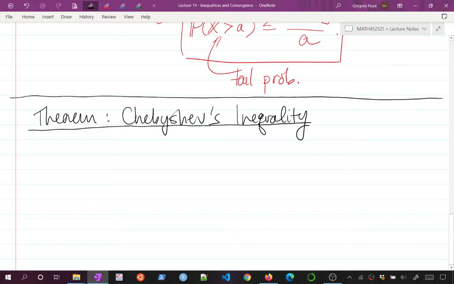Don't have to worry too much about spelling Chebyshev's name right, because of course it's not written in Roman characters, so it's all transliteration from Cyrillic. So actually, if you read very old stats textbooks, you'll see this with two F's at the end, or Kolmogorov with two F's at the end.